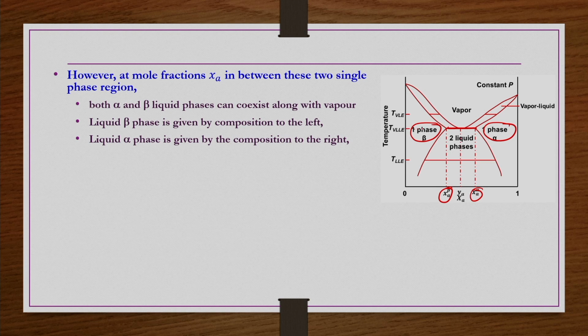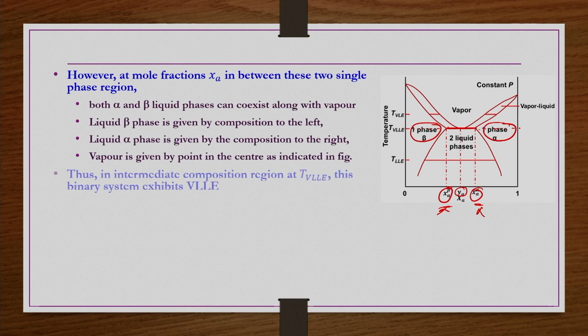Let us say if you draw a tie line at T_VLLE, then we have this one. The liquid phase compositions you can find out like this. This will be the alpha liquid phase composition, and this would be the beta liquid phase composition. Vapor is given by the point in the center as indicated in the figure here. This y_A is the vapor phase composition. So all these three phases, one vapor and two liquid phases, are coexisting at this T_VLLE.